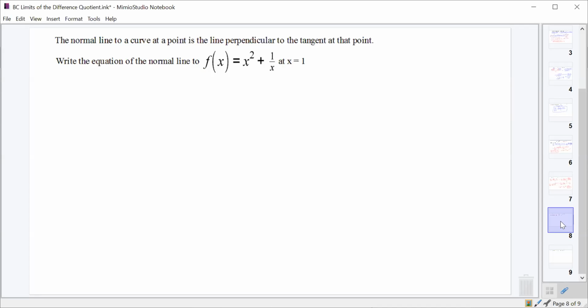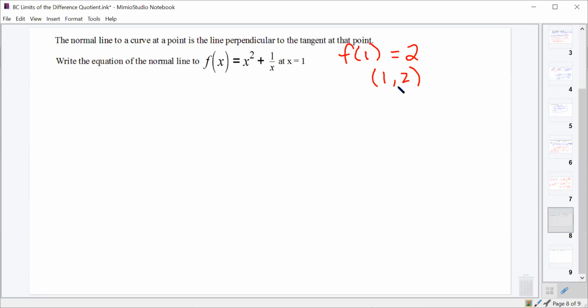To find the equation of a line, we need to have a point and we need to have a slope. So our point is going to be the point 1 comma f of 1. So what's f of 1? Looks like it's 2. So we're looking at the point 1 comma 2. So we got our point. Now we just need the slope.